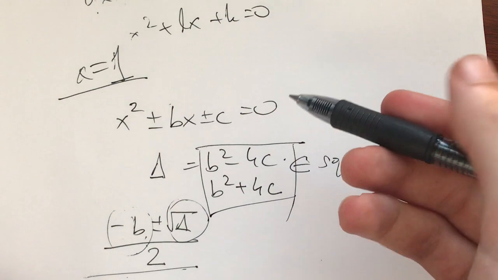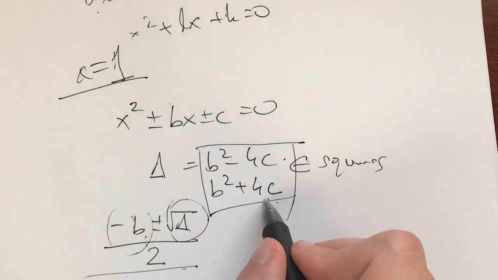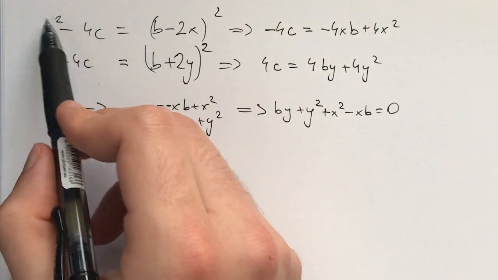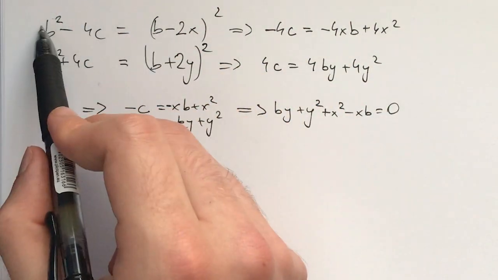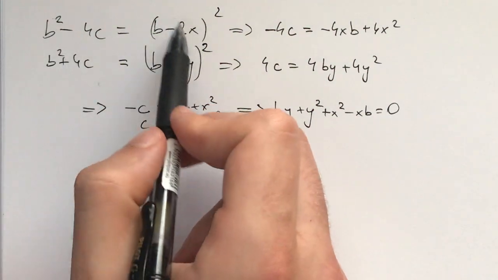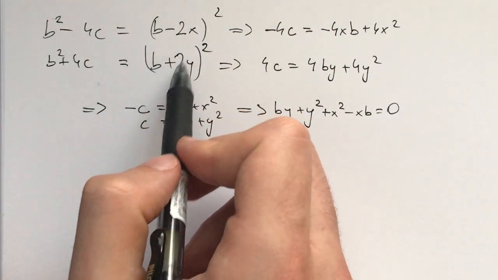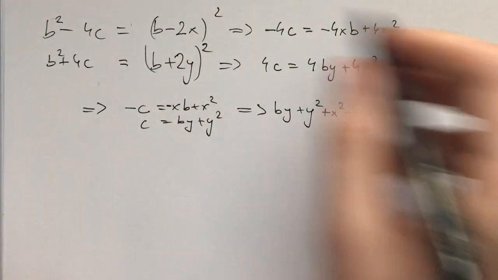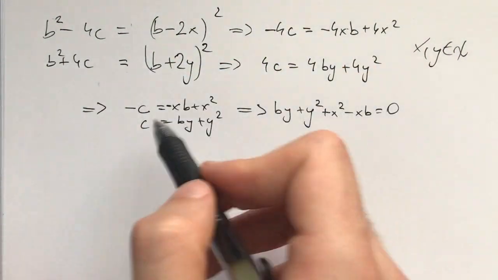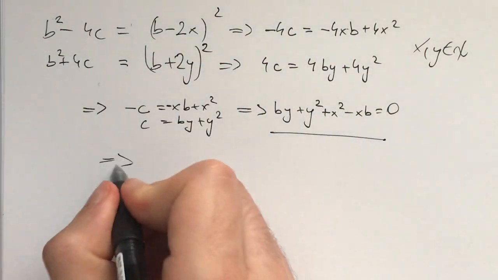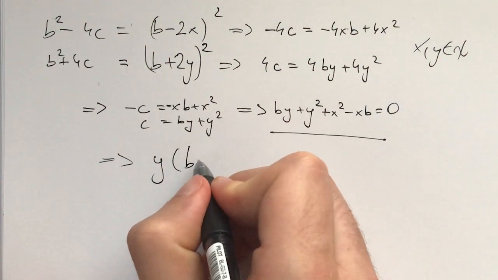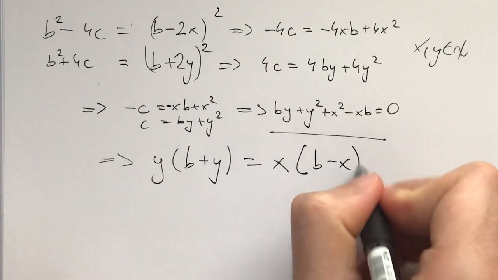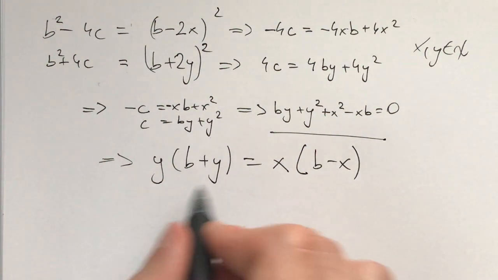With this, if you haven't figured it out, I invite you to pause for another 5 to 10 minutes. And here's the next step. Because b squared minus 4c is of the same parity as b, we can write the square roots as b minus 2x and b plus 2y, for x and y positive integers. After a bunch of algebra, we get an equation that transforms into y times (b plus y) equals x times (b minus x), for some positive integers y, x, and b.